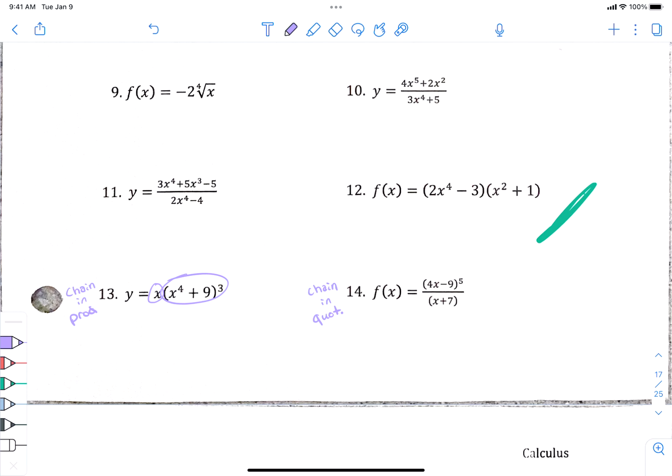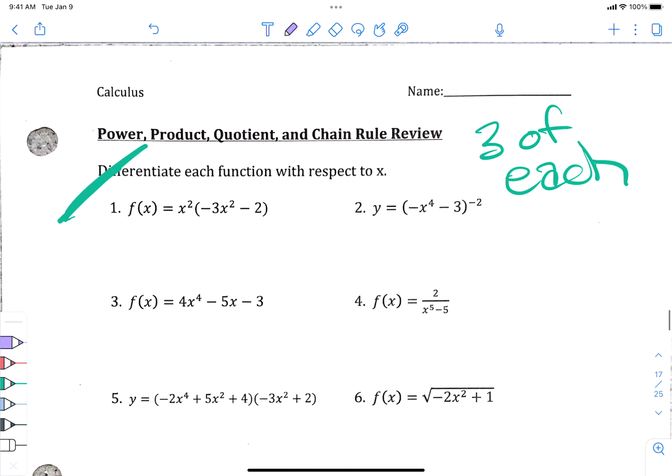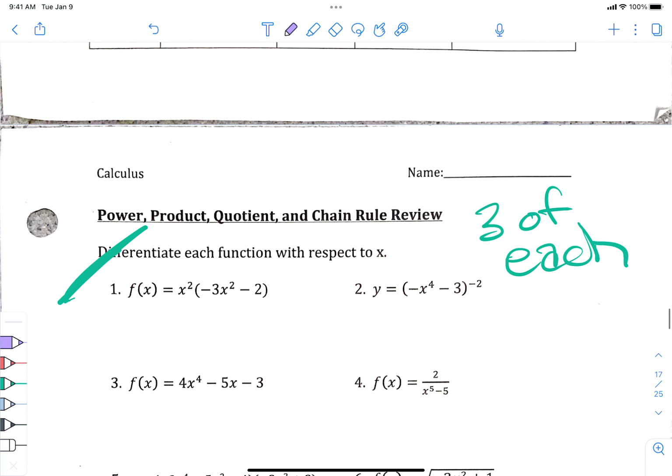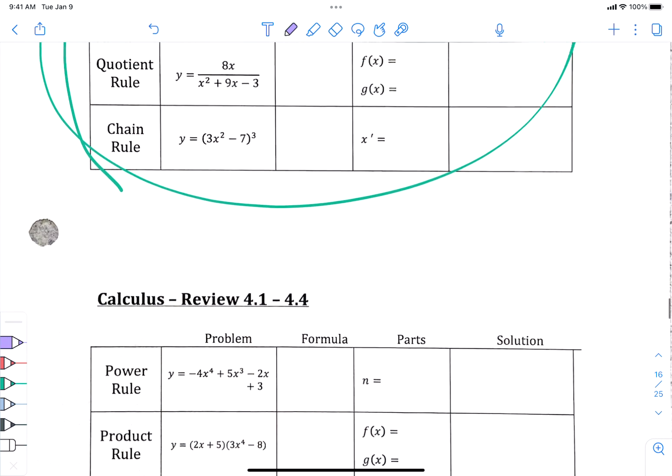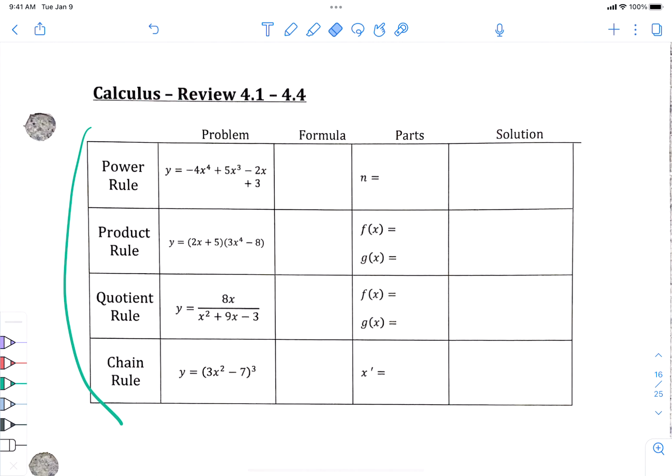So chain and product, chain and quotient, you'll have to find the derivative of those. Those last two are like combinations of each one. 1 through 12 is just 3 of each, and you just have to distinguish which one is which, okay? So let's go up here and go through the rules and how you know when to use which one, and let's do the examples.